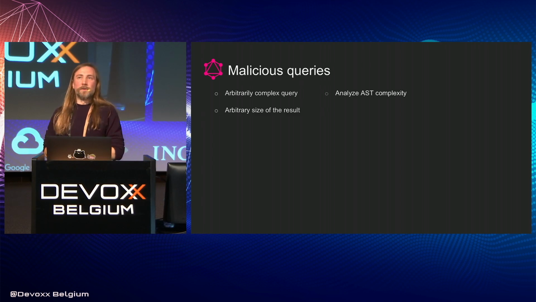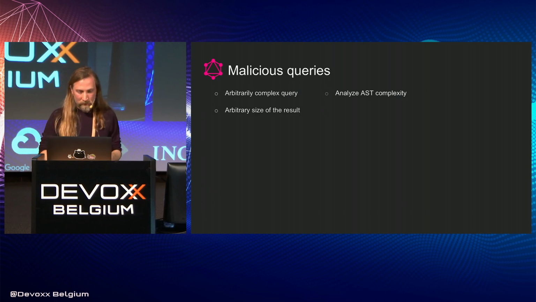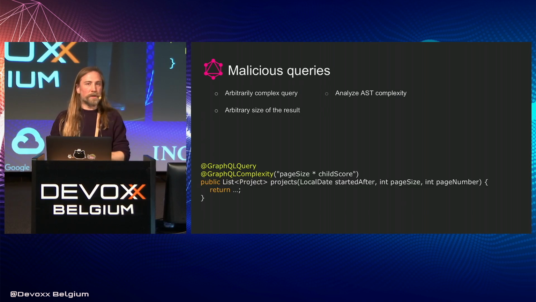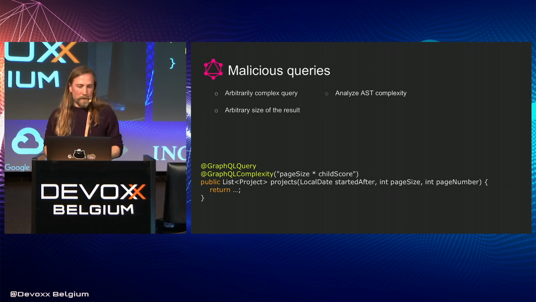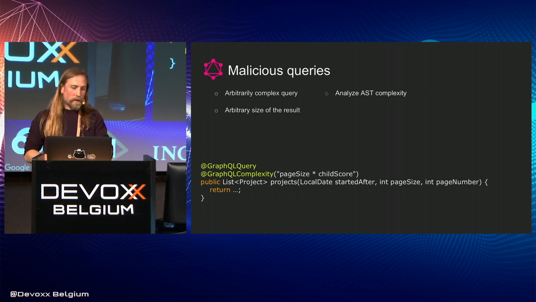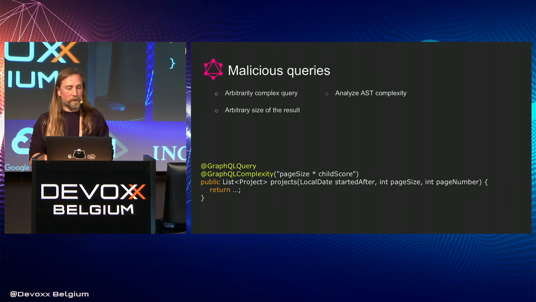So there's a couple of things you can do about malicious queries. One way would be to analyze the abstract syntax tree complexity. So basically you take the query that the client sent, and then analyze how complex it is, where the notion of complexity is up to you to define. One way to do this, using Speaker as an example, you can assign a complexity expression to each field. So here I'm saying that I can get projects by start date and then its page, so I can say the page size and page number, so I can calculate how many projects there will be in total.